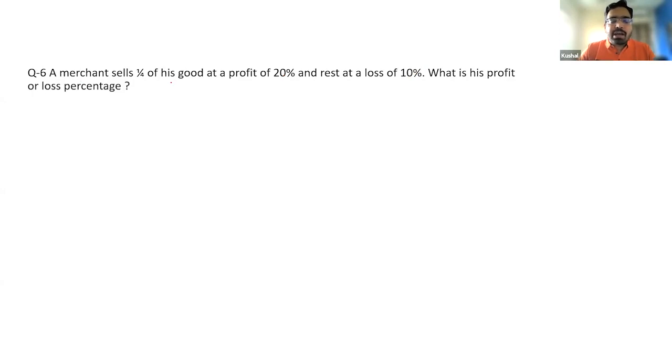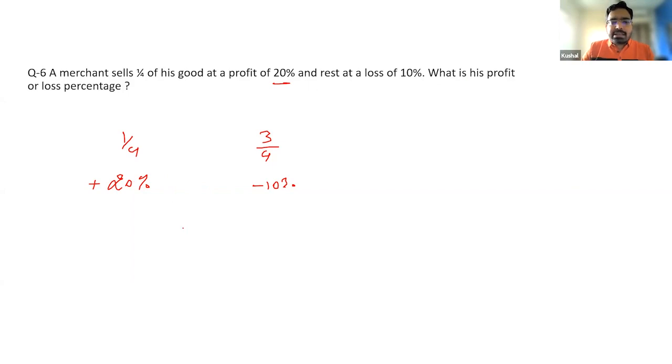A merchant sells 1/4 of his goods at a profit of 20%. So I'm taking 1/4 of the goods and the average profit on the cost of these goods is 20%. I'm taking it as plus 20 because it is profit. When it will be loss, I will be taking a minus, right? So for the rest of the goods, he's generating a loss of 10%. So I'm taking a minus 10. What is his profit or loss percentage overall? Now, please understand the overall profit or loss percentage has to be between a profit of 20% or a loss of 10%, somewhere in between that, right?